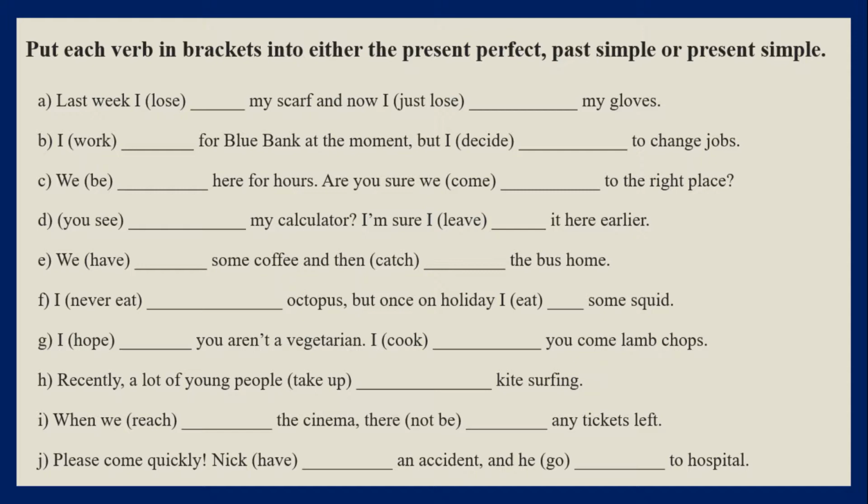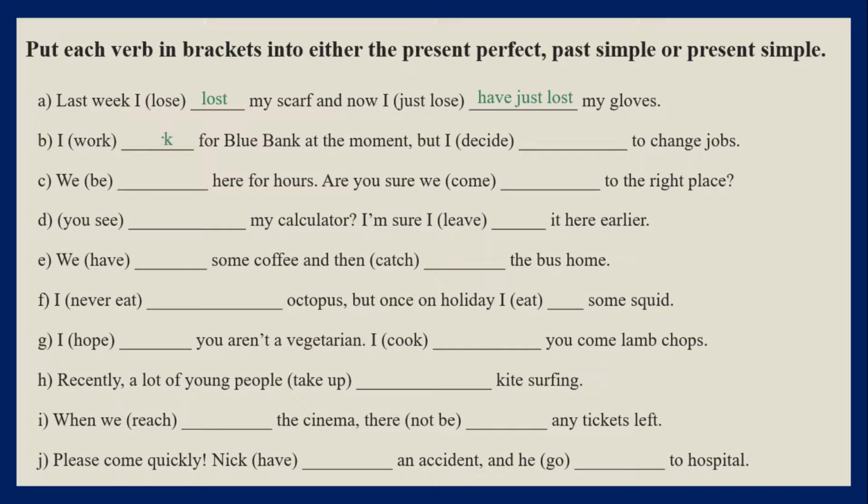Okay, let's begin. "Last week, I lost." Again, we have a specific past time, so we use past simple. "I lost my scarf, and now I've just lost my gloves." When you say "now," it means you are focusing on the result of something. The result is you don't have your gloves now, so we use present perfect. And besides, "just" is a hint for you to use present perfect in here.